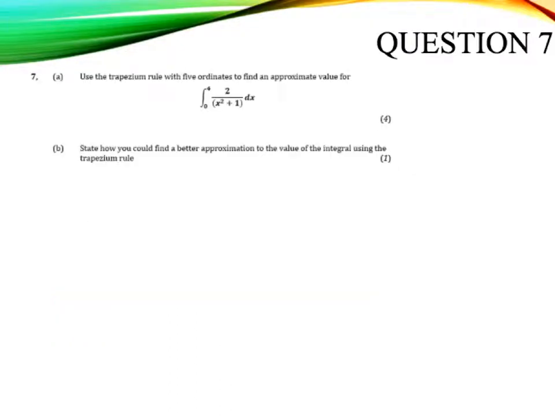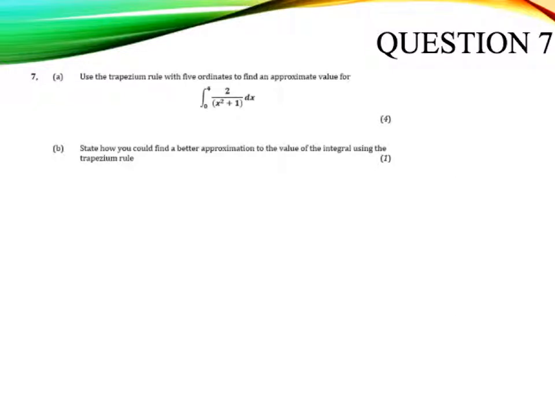So this question is all about the trapezium rule. It says use the trapezium rule with 5 ordinates to find an approximate value to this. And part B, state how you could find a better approximation to the value of the integral using the trapezium rule. Okay, let's make a start then on the first one.